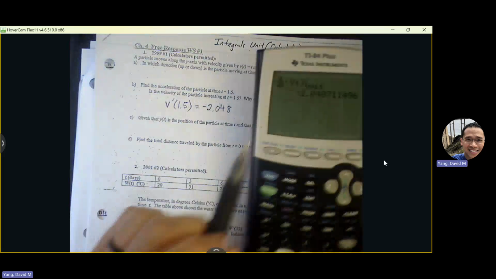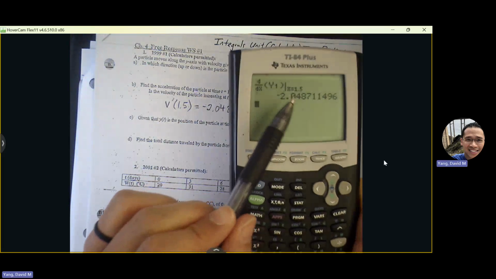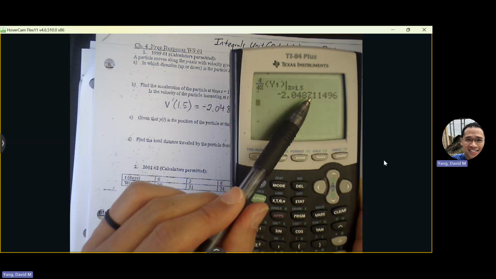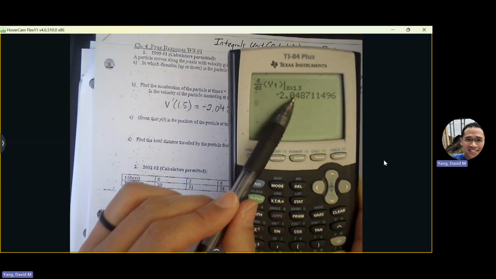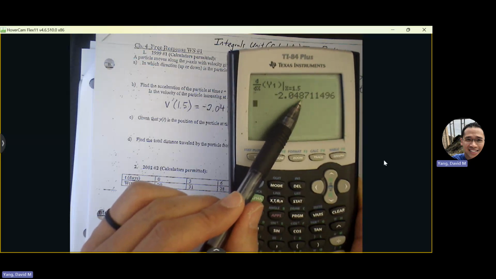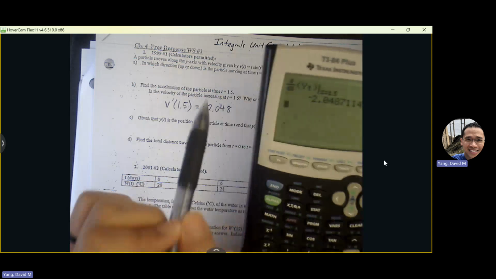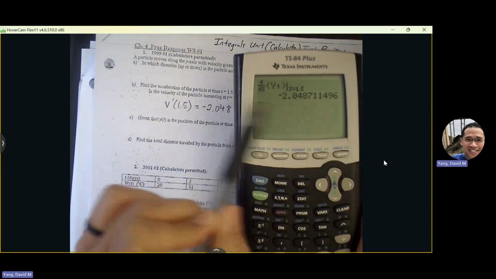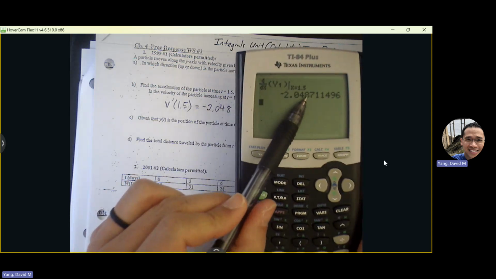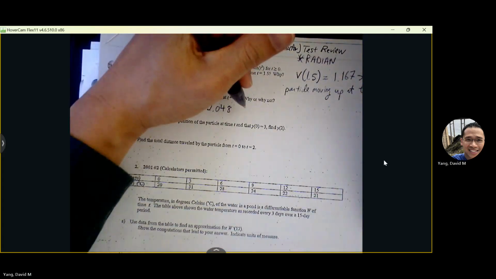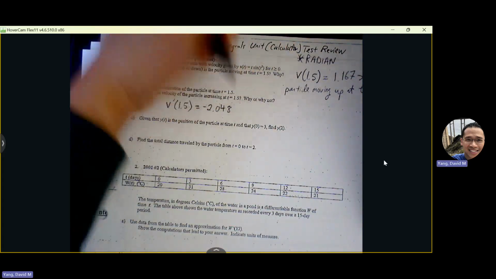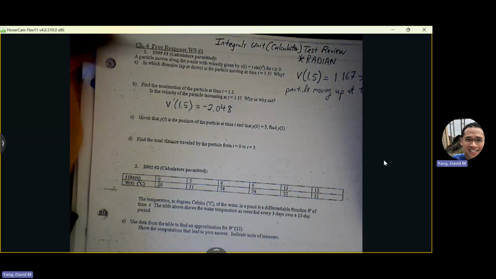2.0487. Now, on the AP exam, you can either truncate, drop that fourth number and just do 3 decimal places, or you can round that third digit up to 9. So you have some options on the AP exam. You can either write it as negative 2.048, or negative 2.049. And there's no units of measure provided. And we know that this is less than 0. This is negative acceleration, so therefore velocity is decreasing.